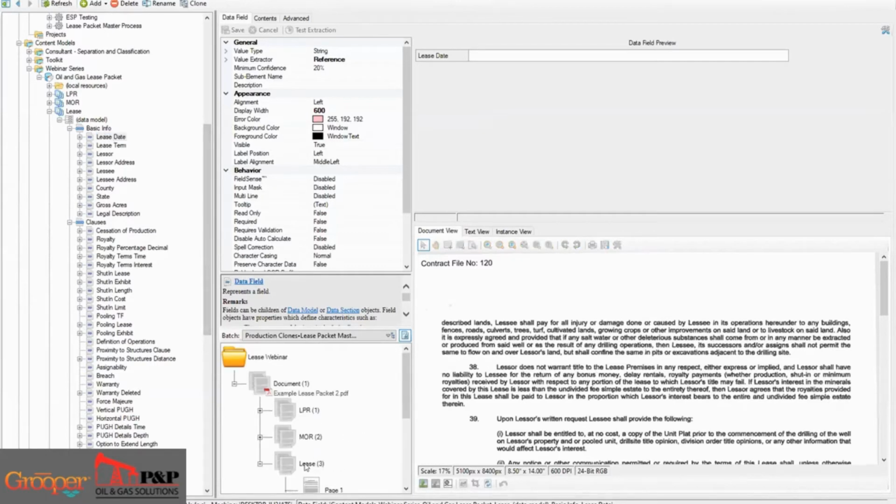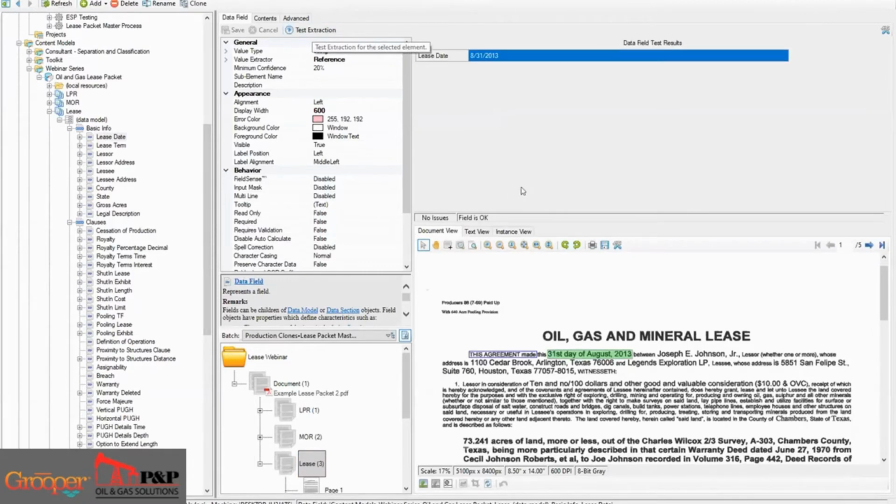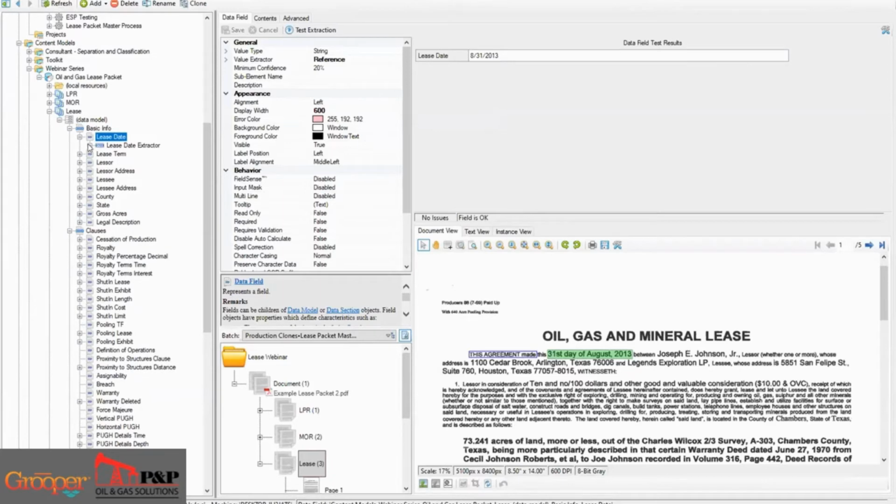And so I know this is the stuff you love the most. So here we go, folks, into the back end of Grooper. This is where the models get built. This is where all of the training happens. This is really the power of the platform here.